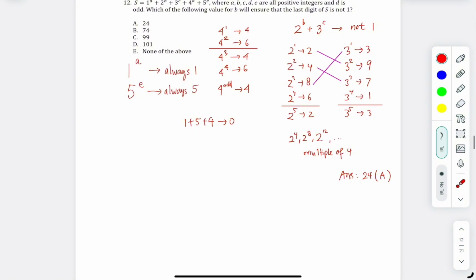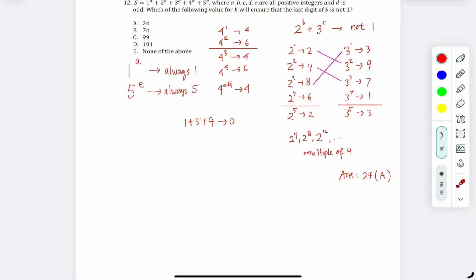Question number 12. S equals 1 to the power A plus 2 to the power B plus 3 to the power C plus 4 to the power D plus 5 to the power E. A, B, C, D, E are positive integers, and I only know that D is odd. Which one of the following values for B will ensure that the last digit of S is not 1?